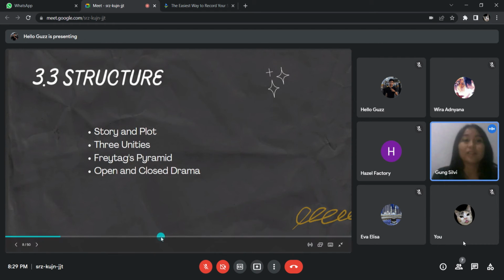The structure is divided into story and plot, triunities, Freytag's pyramid, and open and closed drama.